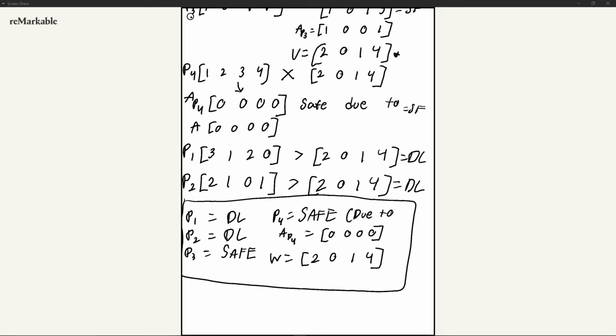Yeah, I don't see a problem with that because again, V is never changing, right? If A is 0, 0, 0, 0, V is not going to change. So deadlocked or not, the actual important part of the algorithm is never making a difference. So yeah, you can just brush it off if you'd like.